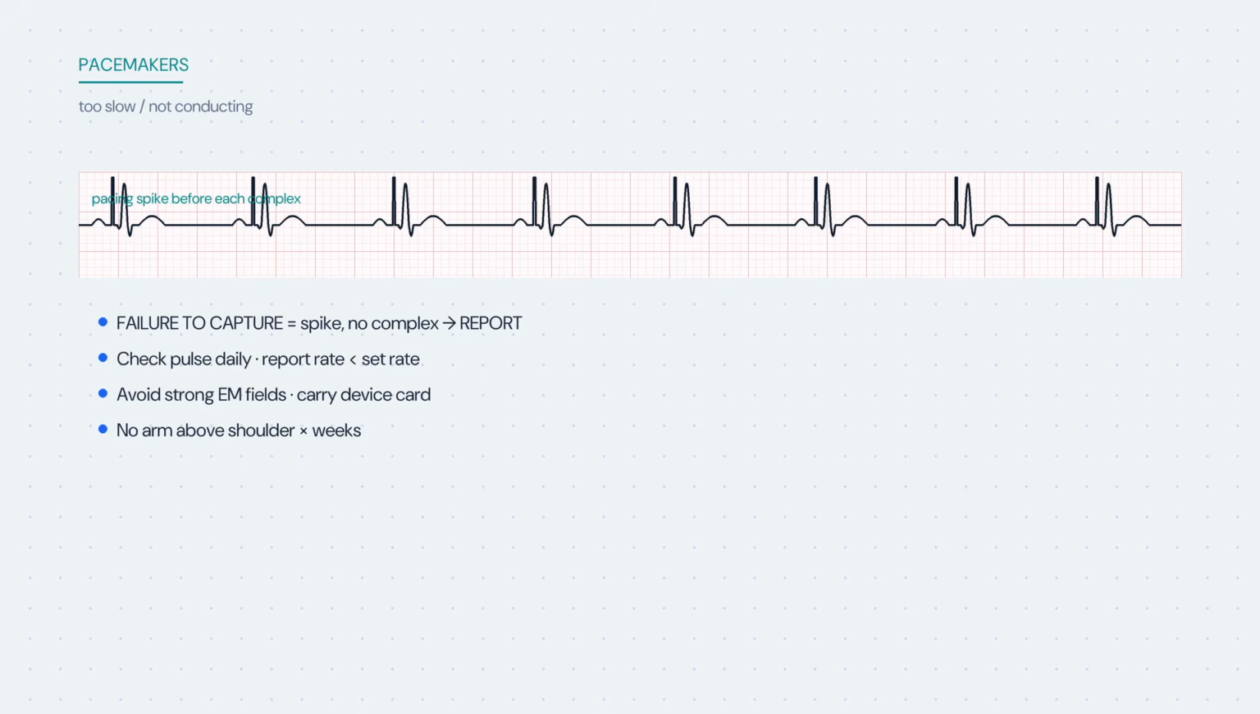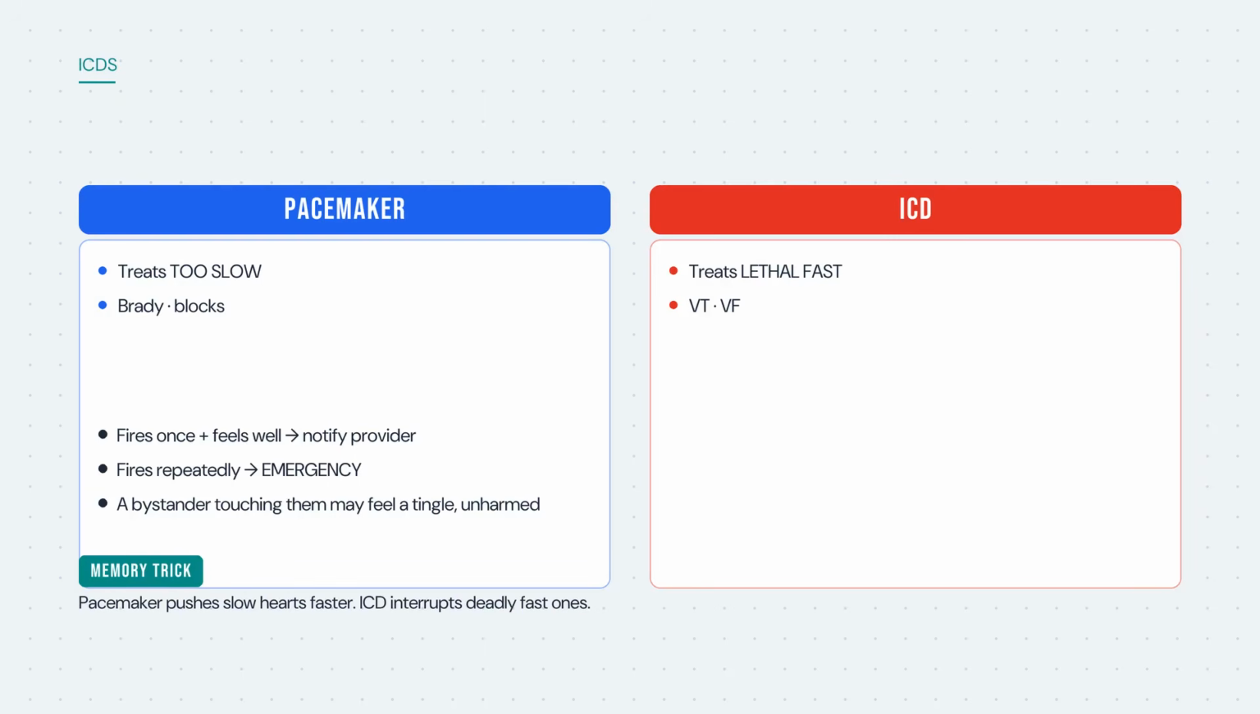Teaching. Check the pulse daily and report a rate below the set rate. Avoid strong electromagnetic fields. Carry the device card. And in the first weeks, avoid raising the arm on the device side above the shoulder so the leads can settle. An ICD is a different device with a different job.